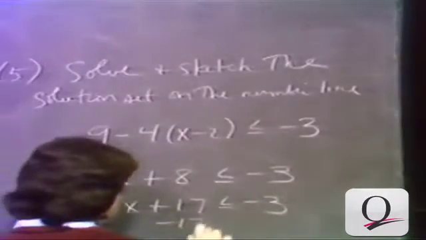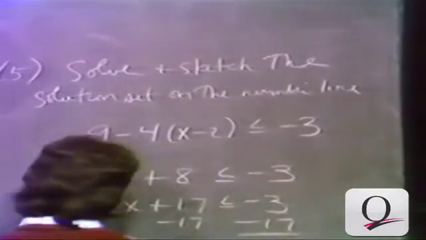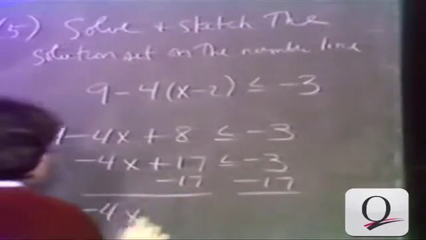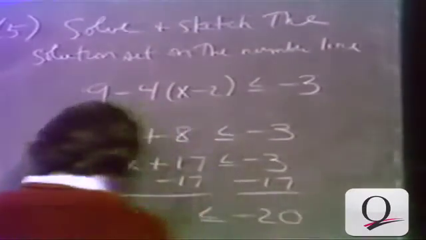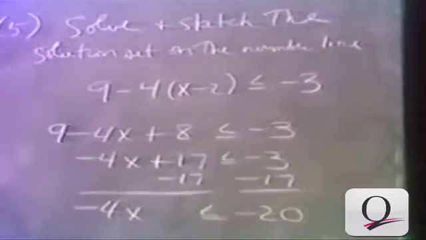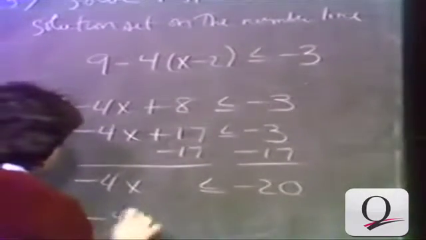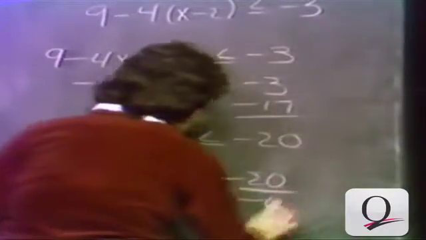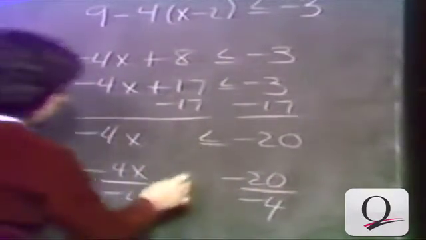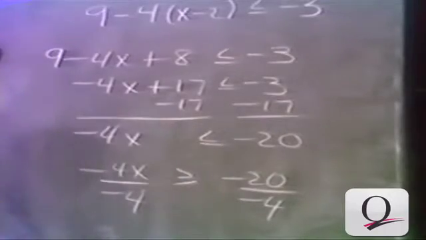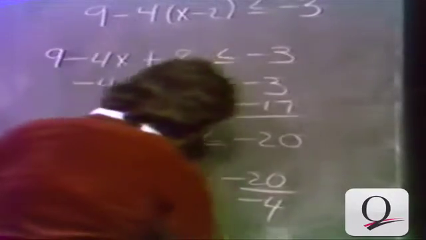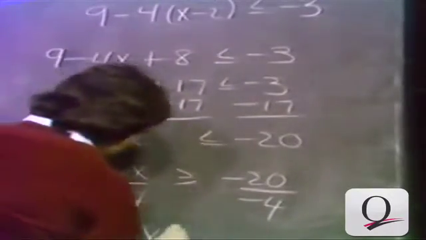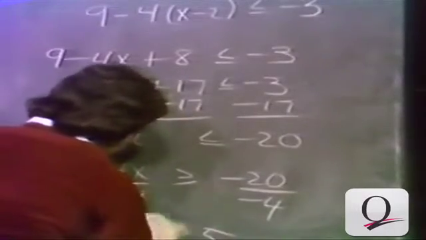Now subtracting 17 from both parts of the inequality, minus 4x is less than or equal to minus 20. And finally, we would like to divide both sides by minus 4 in order to get x alone. But to do that, we're dividing by a negative, and of course we reverse the direction of the inequality, and we get, for a final answer, x greater than or equal to plus 5.